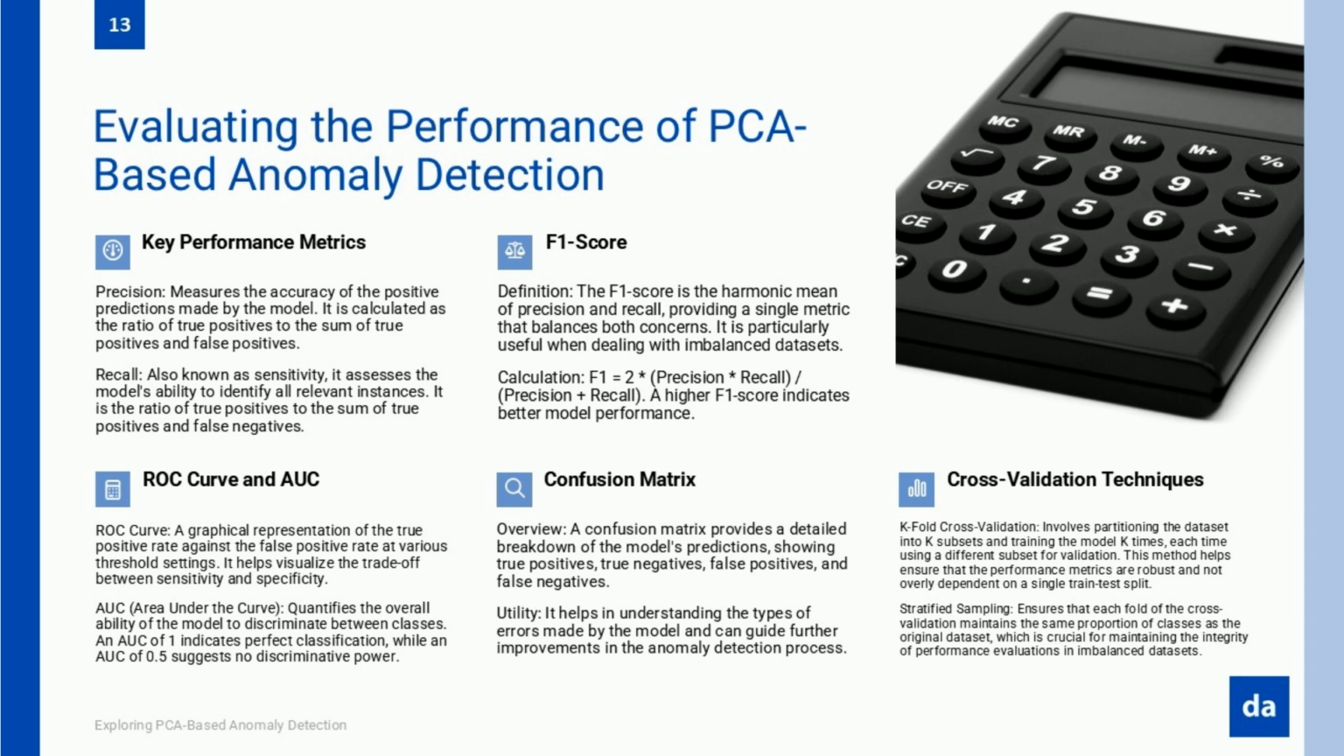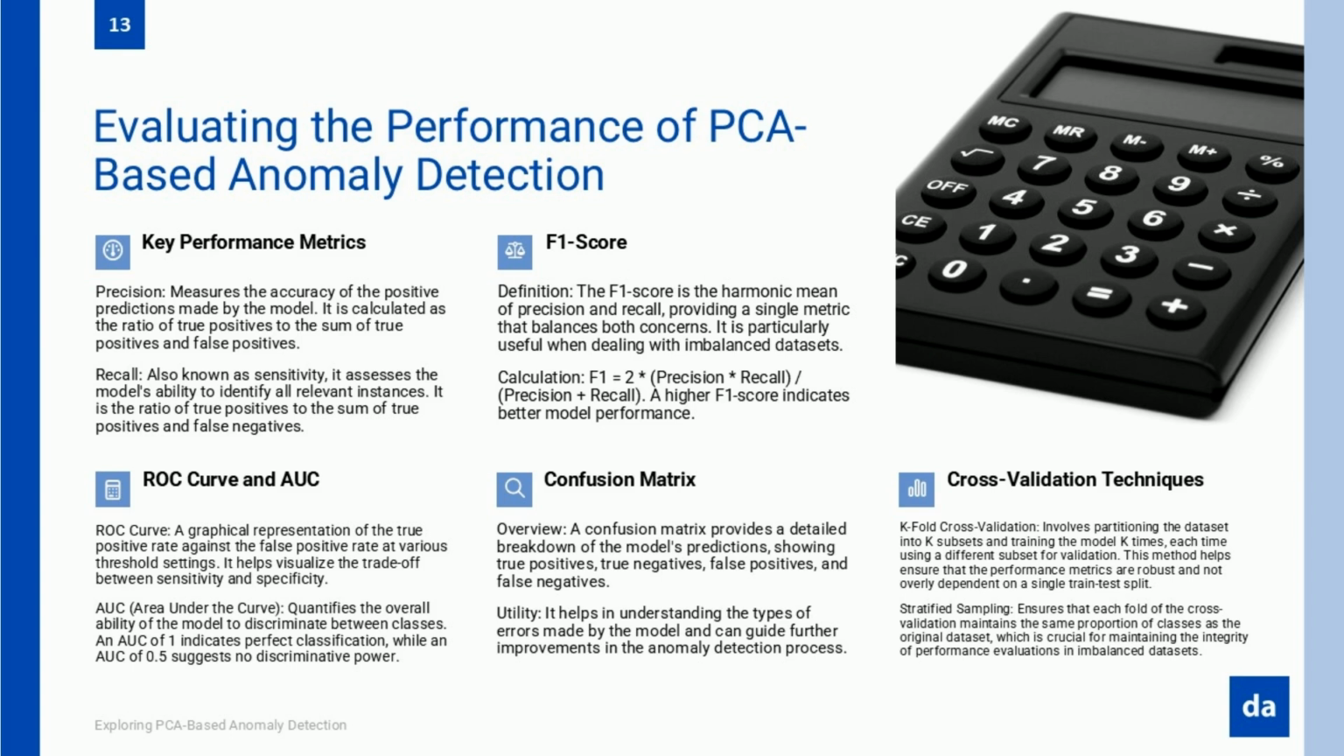Another essential evaluation tool is the ROC, Receiver Operating Characteristic curve, which plots the true positive rate against the false positive rate at different thresholds. The area under this curve, the AUC score, provides a single number to summarize how well the model distinguishes between normal and anomalous data. But evaluating PCA-based anomaly detection isn't just about precision and recall. It's also about understanding how anomalies are scored and classified.